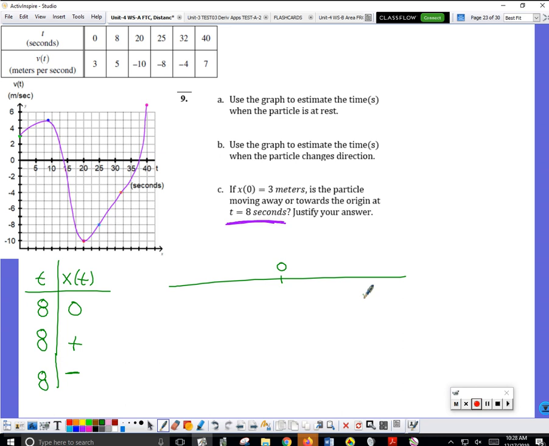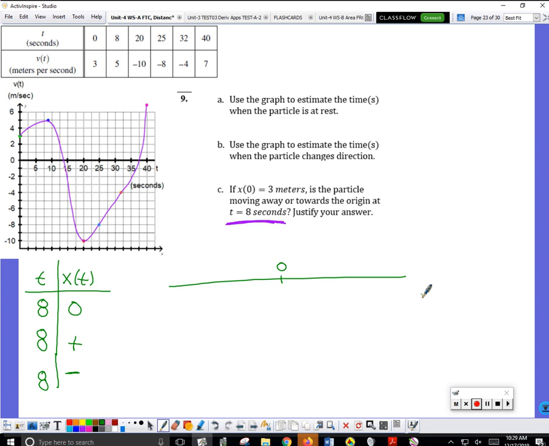Two points for Sydney. If the particle is right here at time 8, and the particle has positive velocity, is the particle moving away or towards the origin? Say it. Away. Make sense? If the location is here at time 8, the velocity is positive, the particle is moving away from the origin.